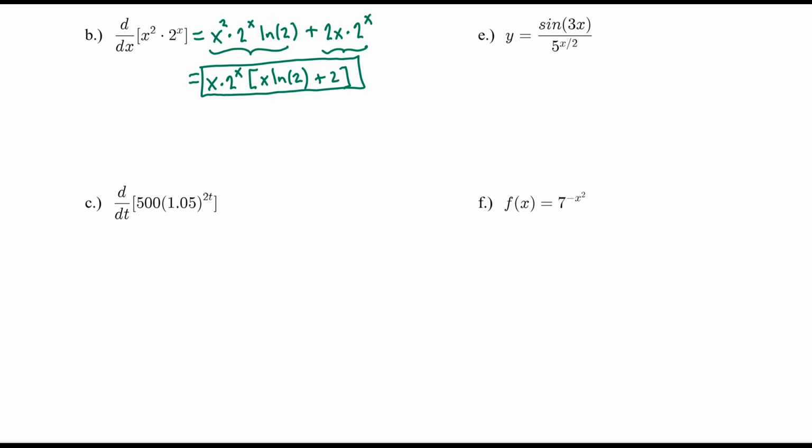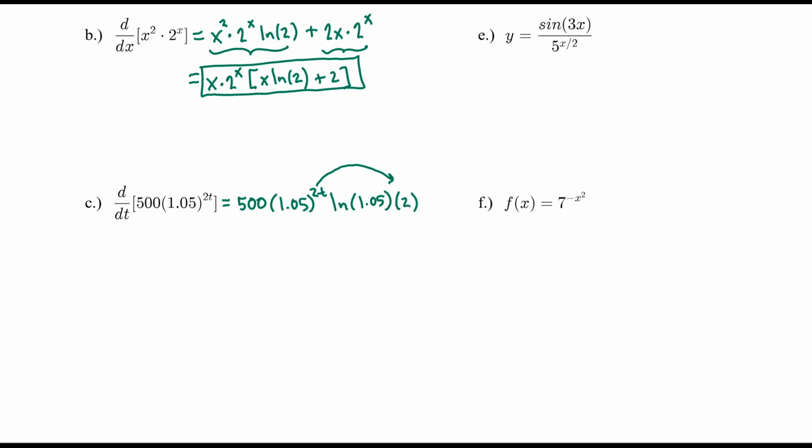We have 500 times 1.05 to the 2t. So we're going to filter that constant coefficient 500 through to the derivative. Then we're going to make a copy of the exponential function exactly as it appears. But because the base is something other than e, we're going to need to multiply by natural log of the base. Now, we're not quite done yet because the chain rule says we also need to multiply by the derivative of the exponent, which is 2.